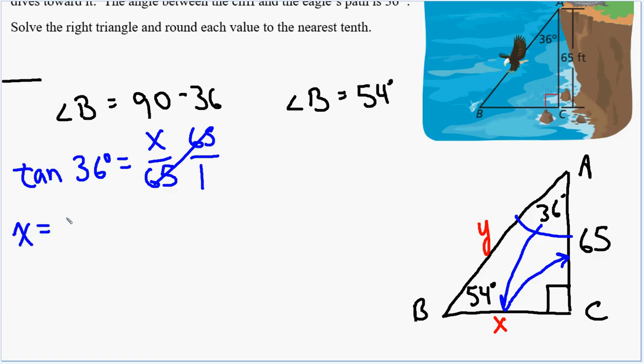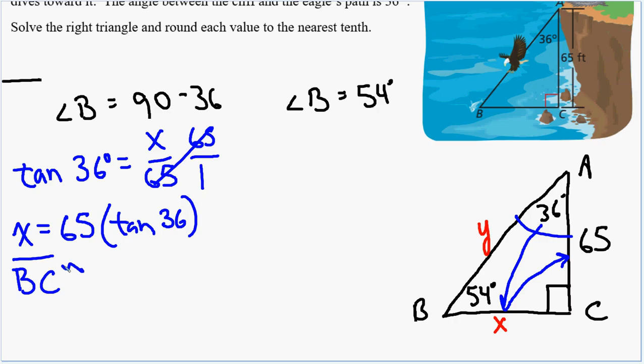And then to get X by itself, we're going to multiply both sides by 65. So X is going to be 65 times the tangent of 36. And again, I called that side X, but it's really side BC. BC is about 47.2. Don't forget the units. Feet.